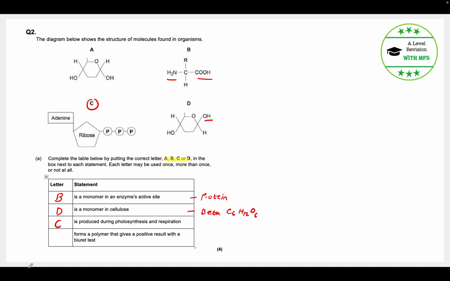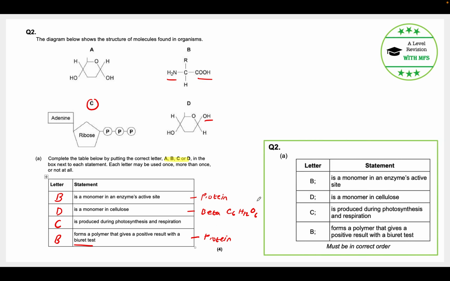And then the final one forms a polymer that gives a positive result with the Biuret test. So many people will straight away go A over here, but the question says each letter can be used more than once. That's where the trick comes in. So we know that because it's the Biuret test, we know that it's going to be protein, and we've just looked at a protein which was B. So we know that our answer here is going to be B. Here's the mark scheme: B, D, C, B, and that would be worth 4 marks in an exam.